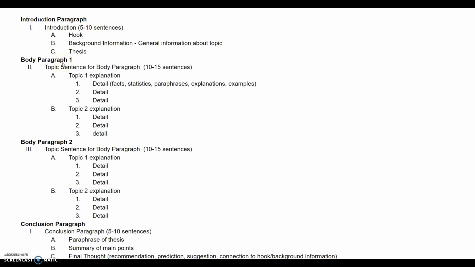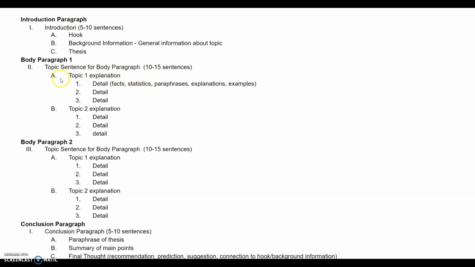So let's take a quick look at an outline for the organization of a compare-contrast essay. This is a general outline for a compare-contrast essay. We start with the introduction, just like any other essay, and then we have our body paragraphs. The organization in the body paragraphs is particularly important. Remember that we start with the topic sentence. The topic sentence should include both topics and the first point of contrast or the first point of comparison.